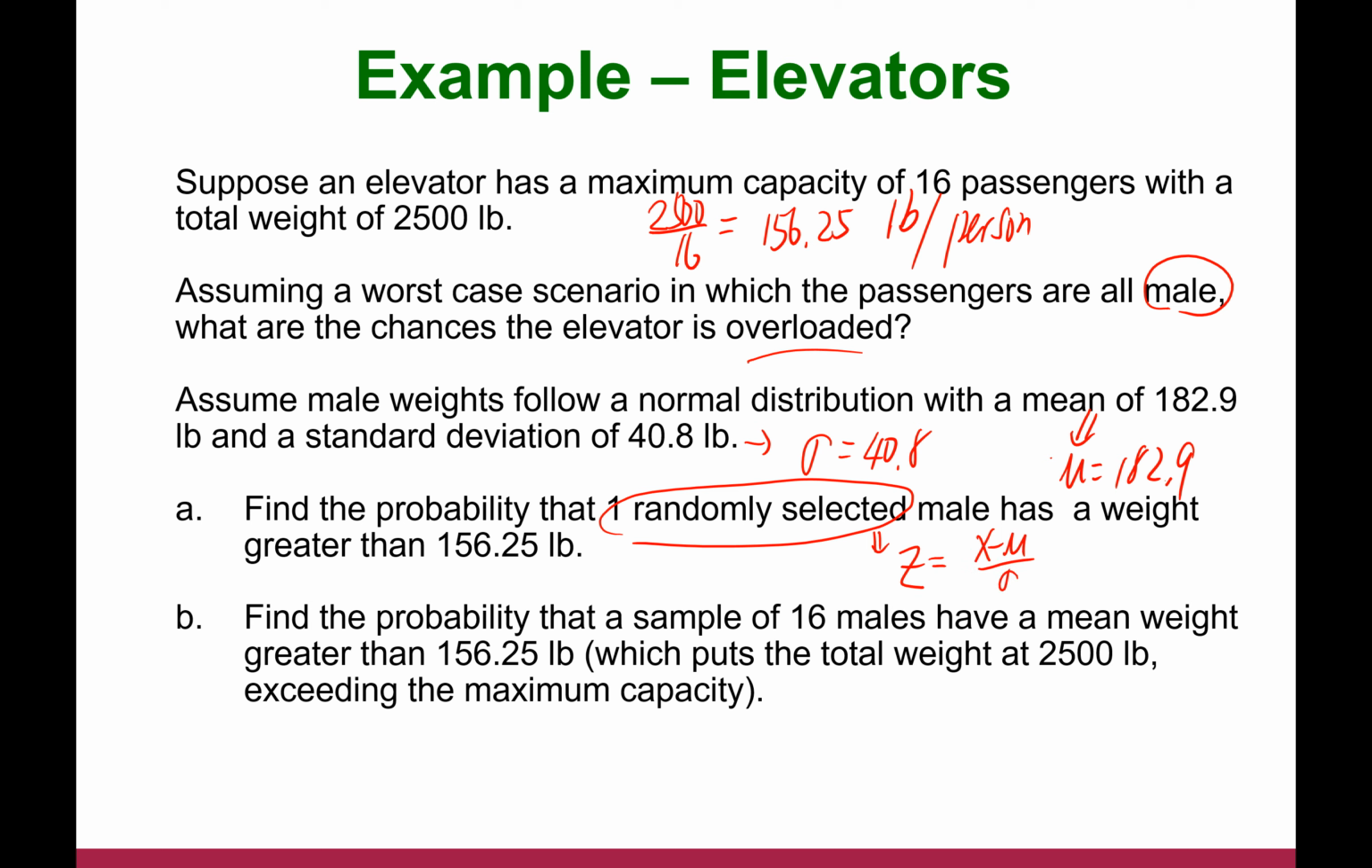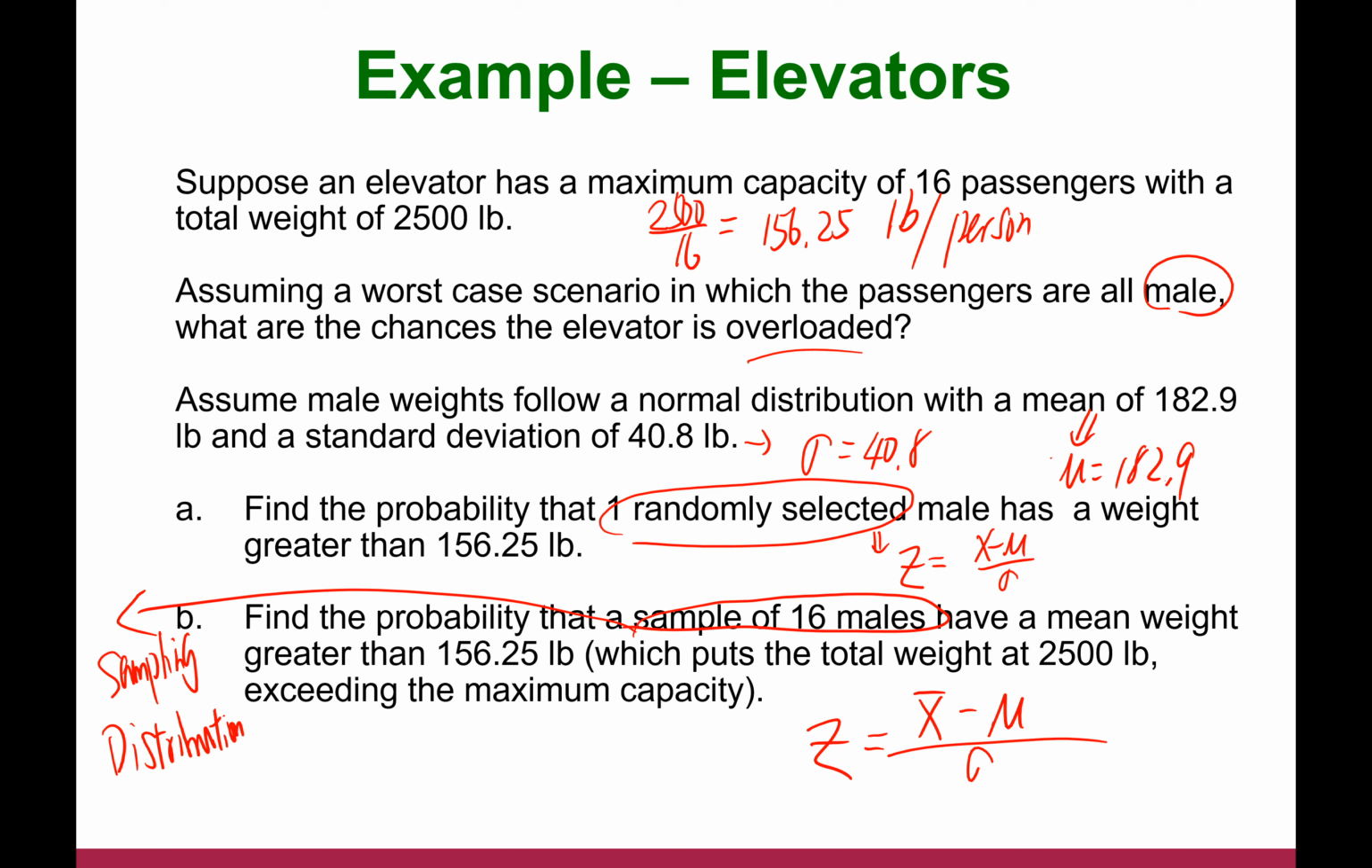And right here for part B, you have a sample of 16 males. To do that, you have a sampling distribution. Now we use a formula for the central limit theorem. So z-score equals sample mean minus population mean mu over population standard deviation over square root of sample size. So if a sample of 16 males have a mean weight of greater than 156.25 pounds, which puts the total weight at 2,500 pounds, exceeding the maximum capacity, which creates risk for those passengers.